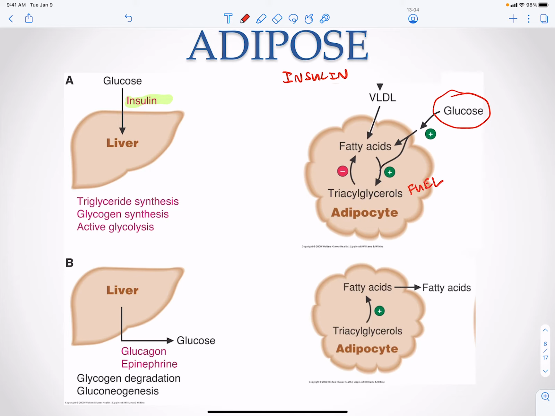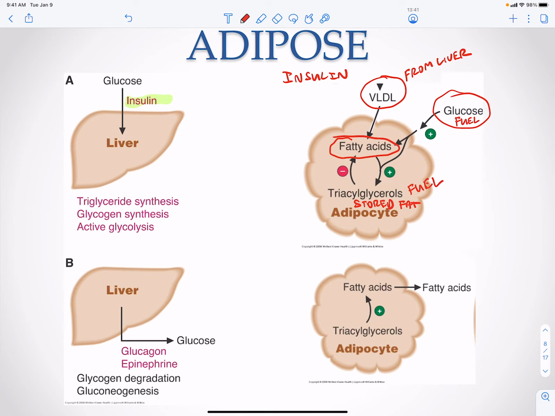Your adipose tissue is going to pick up those very low density lipoprotein particles that your liver made. So this is coming from the liver. And it's going to break it down into fatty acids. And the fatty acids can go to make your stored fat, which is your triacylglycerols. And of course, your adipose tissue will use your glucose as fuel as well.